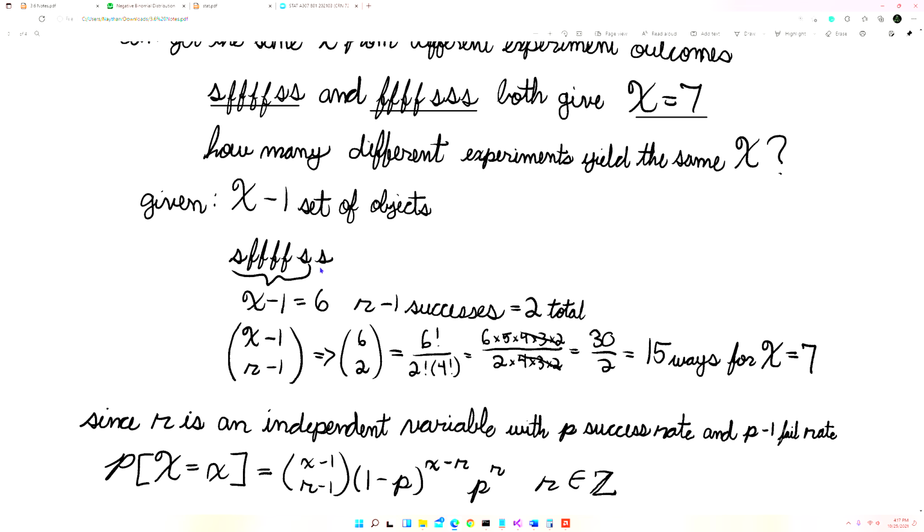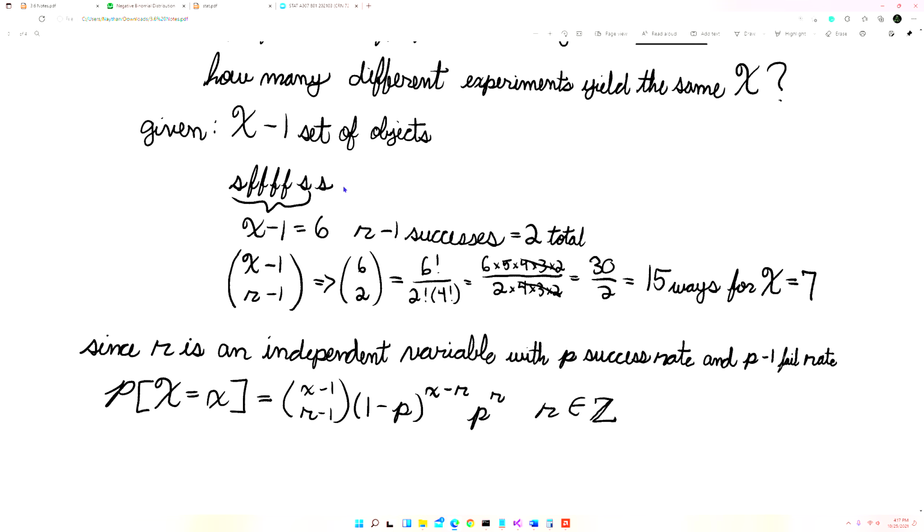So that is pretty much the overall gist of the negative binomial distribution. And the types of problems that we're going to be solving is just using this formula most of the time. So we have the probability that x is what we want it to be: x minus 1 choose r minus 1 times 1 minus p to the power of x minus r times p to the power of r.